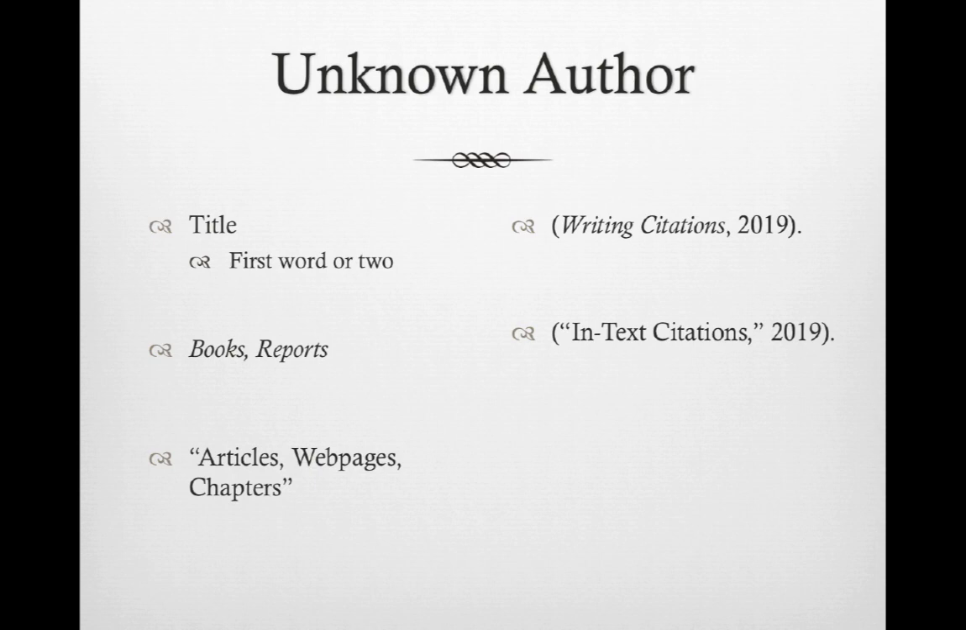If the work is a longer work, like a book or a report, make sure that the title goes in italics. You can see this in the top example on the right. If the work is a shorter work, such as an article, webpage, or chapter, then it would go in quotation marks. You can see this in the second example on the right.